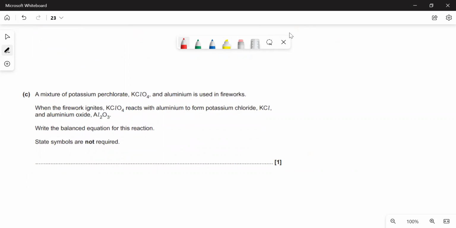Right, so a mixture of potassium perchlorate and aluminium reacts to form potassium chloride and aluminium oxide. We need a balanced equation. Okay, so we've got KClO4 and aluminium, and the products are going to be aluminium oxide and KCl.